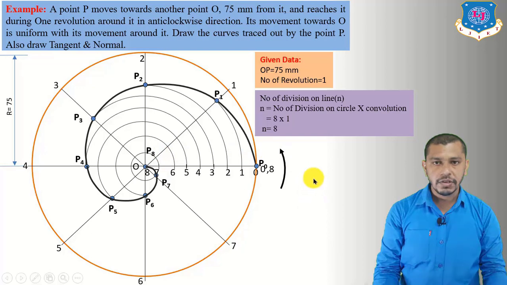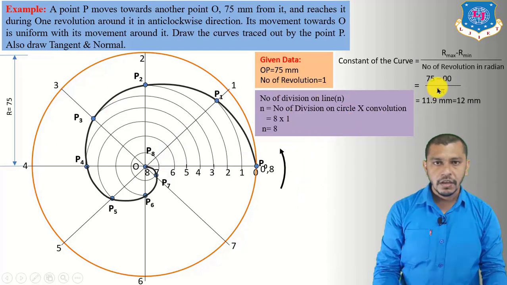And the equation to find out the constant of the spiral is maximum radius minus minimum radius divided by the convolution in radian. So here the maximum radius is 75 mm, minimum radius is 0 mm, and convolution is 2 pi. That means for one convolution the radian will be 2 pi. For 360 degree the radian will be equal to 2 pi. So the constant will be equal to 12 mm.